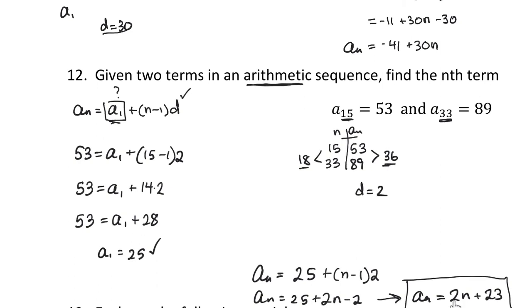That's never a bad idea to check. According to this, the 15th term should be 53. That should also be true in the nth term formula. If n is 15, 15 times 2 is 30. 30 plus 23 is 53. This should also be true when n is 33, so 33 times 2 is 66. 66 plus 23 is 89. So this formula does generate these 2 terms. So that would be the correct nth term formula. Didn't circle that. There we go.